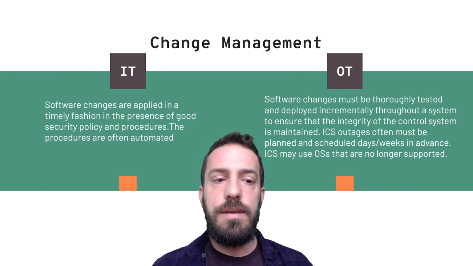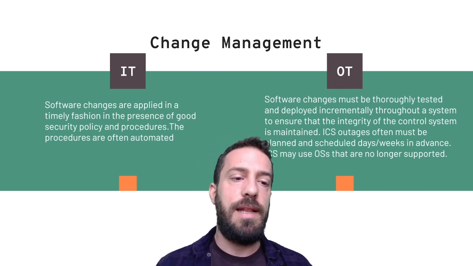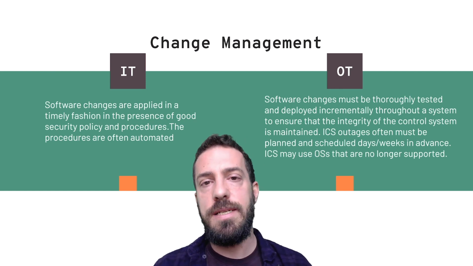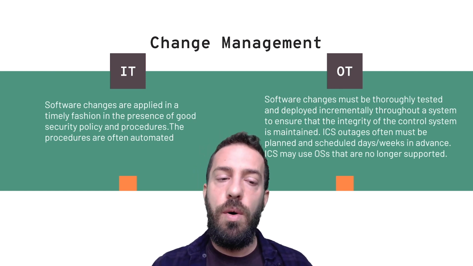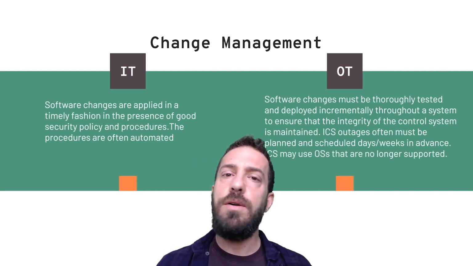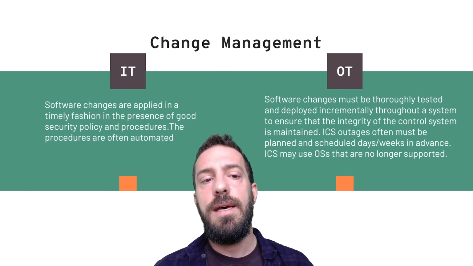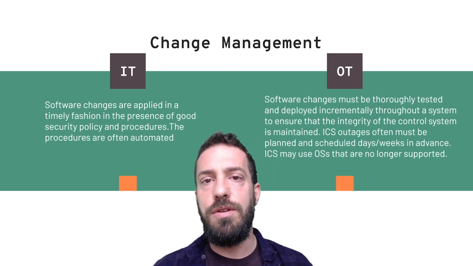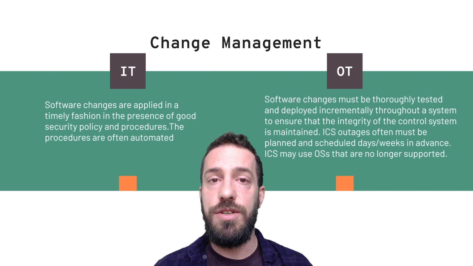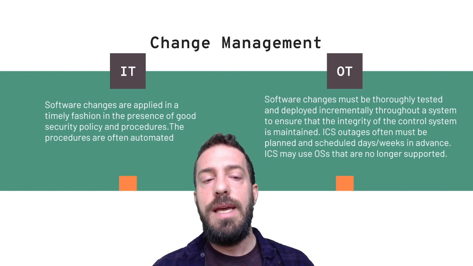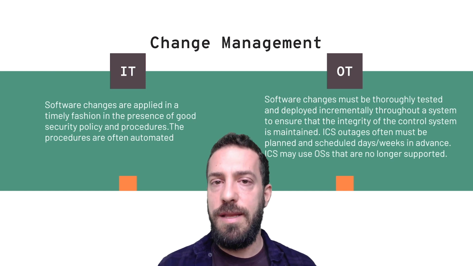In the IT world, software changes are applied in a timely fashion. Let's say every Tuesday you apply security patches in Windows, and you have your own security policies and procedures, and you don't even have to worry about them. The procedures are automated. So every week, your system is updating itself or updating the terminals of your enterprise to ensure that you have the latest version of the operating system and the right security patches applied. On the OT side, you cannot just automate this process.